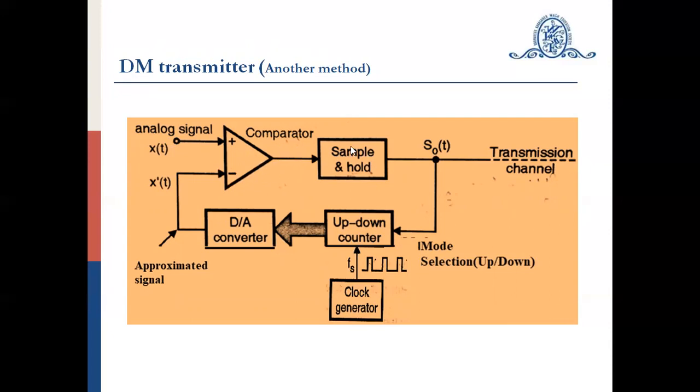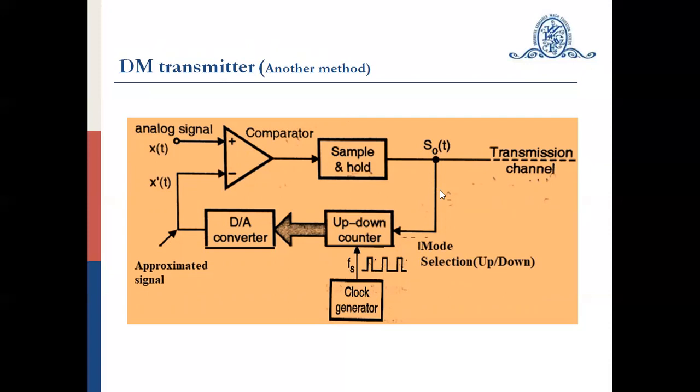Now, the next block is the sample and hold block. Here, it will hold this level. Either this level will be 1 or 0, that it will hold, and it will give you output. For the entire clock cycle, it will hold the signal. The output of the sample and hold circuit is transmitted as the output of the delta modulator. Here you can get it.